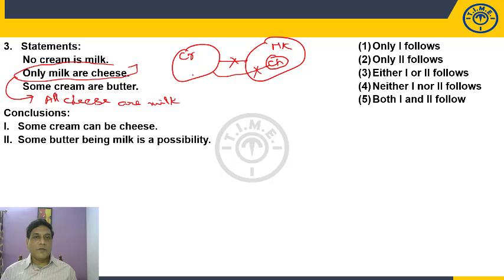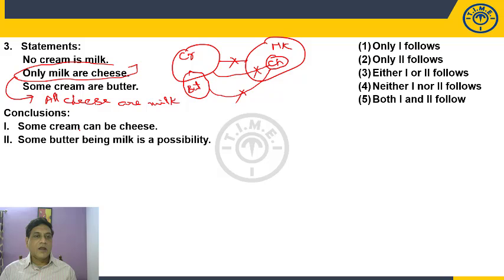Some creams are butter. Again, it says that only milk or cheese, nothing else can be cheese. So this butter cannot be cheese also. So, this is the basic diagram for the given statements.